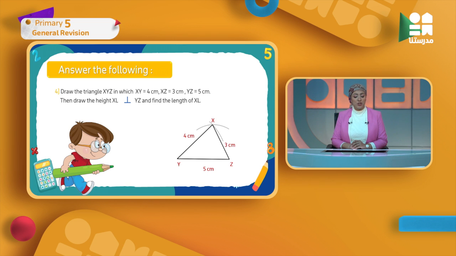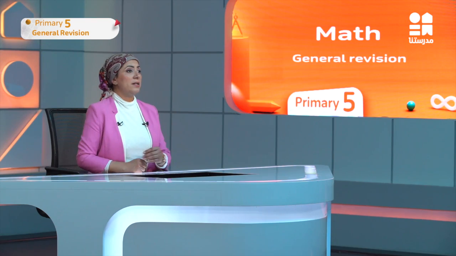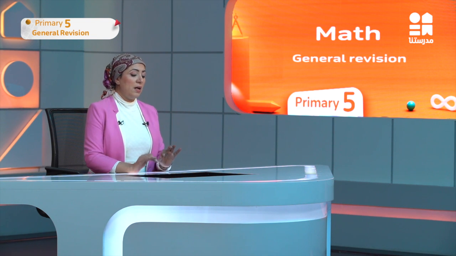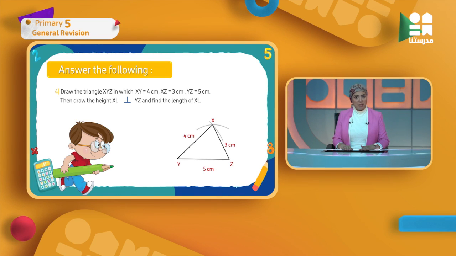Now I'll draw my altitude XL. Since it is perpendicular on YZ, YZ is my base or my corresponding side, the opposite side to the point X, and I will drop the altitude from the point X. Of course, I put the ruler on YZ, my base. I get my set square, put it on the ruler, and I slide it to the right hand side till it meets X on its right side. Then I drop my altitude perpendicular on YZ. When you measure it using your ruler, you will find that XL is 2.5 centimeters.